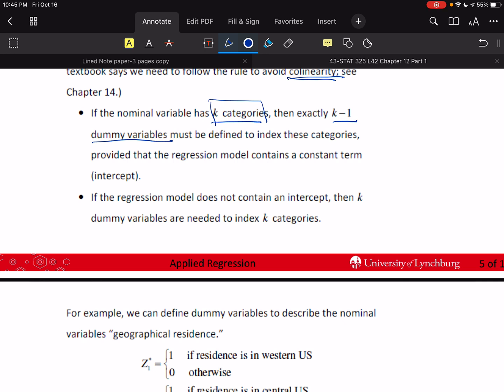All right, and this says that as long as we have the intercept in the model, provided that we have the intercept in the model. If it does not contain an intercept, then we need all k indicator variables to cover the k categories. So if we have an intercept, which is usually we do, we need k minus 1 dummy variables. If we do not have an intercept, then we would need k dummy variables. But it's very rare that we don't have an intercept in our model.